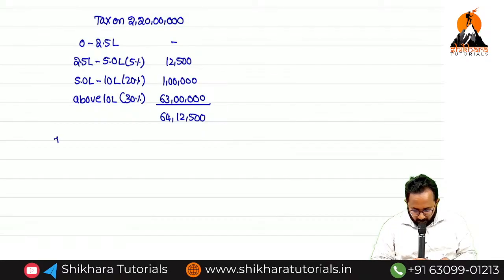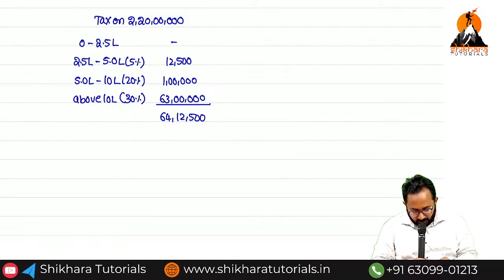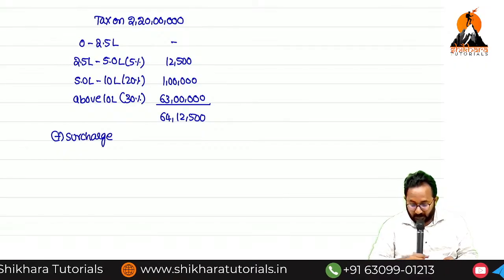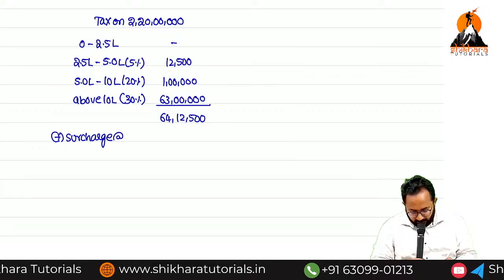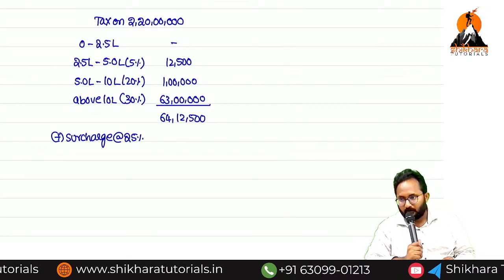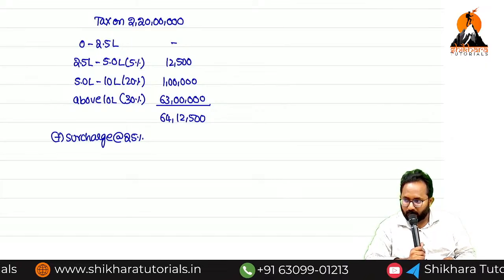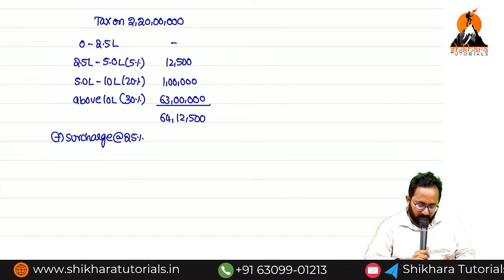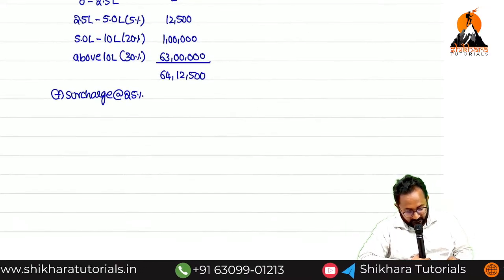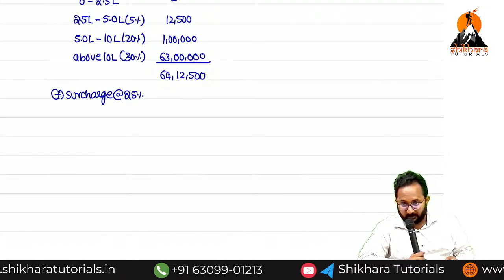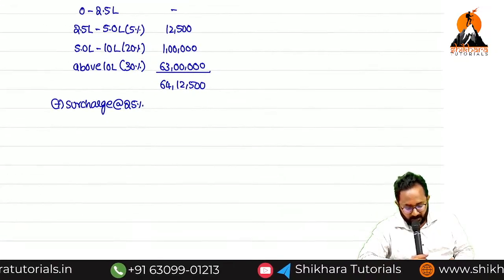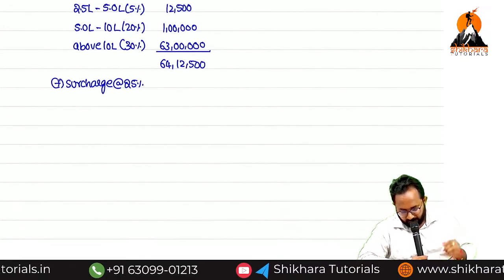So now we can add the surcharge, since income is more than 2 crores. So surcharge is at the rate of 25%. More than 50 lakhs to 1 crore, 10%. 1 to 2 crore, 15%. Above that, 25%. Yes, please calculate 25% on 64 lakh 12,500. Remember, surcharge rates will always be applied on income tax liability. Please apply and tell me.